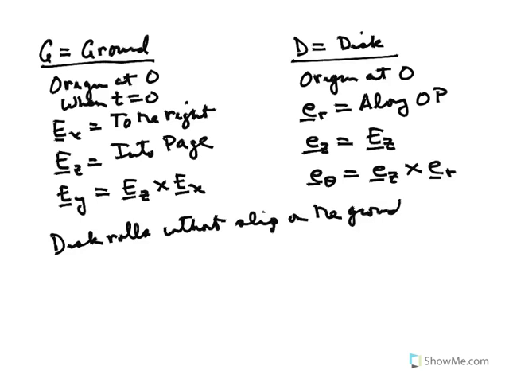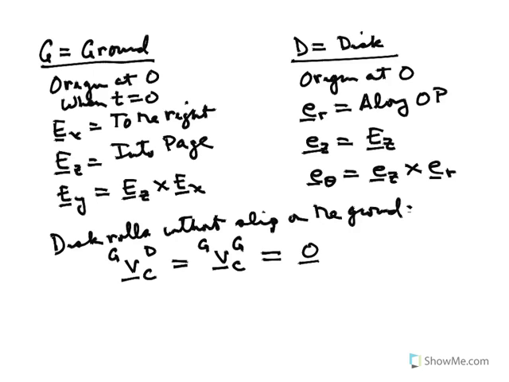So given the fact that it rolls without slip on the ground, that means the velocity of point C on the disk as viewed by an observer fixed to the ground has to equal the velocity of point C on the ground as viewed by an observer fixed to the ground. But the velocity of point C on the ground as viewed by an observer fixed to the ground is 0, because the ground doesn't move relative to the ground. So that tells me that the velocity of point C on the disk as viewed by an observer fixed to the ground is 0.